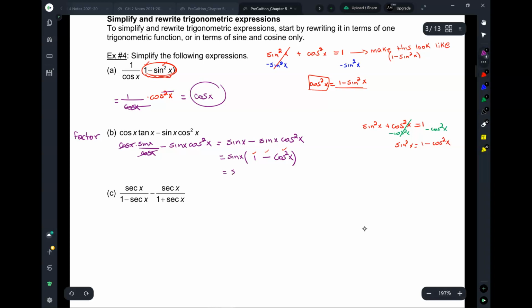So if I go back here, I have sine of x. And look, that whole term, match it with this 1 minus cosine squared x. That equals sine squared x. So I can take that out and replace it with sine squared x. And now I have 1 sine times 2 more sines. How many sines total? 3. So that's sine cubed x.